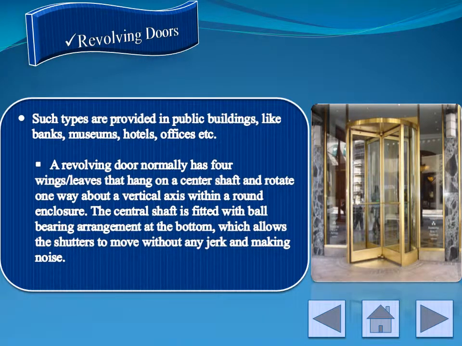Another one is revolving doors. Such types are provided in public buildings like banks, museums, hotels, offices, etc. A revolving door normally has 4 wings that hang on the center shaft and rotate one way about a vertical axis within a round enclosure. The central shaft is fitted with a ball bearing arrangement at the bottom, which allows the shutters to move without any jerk and without making noise.